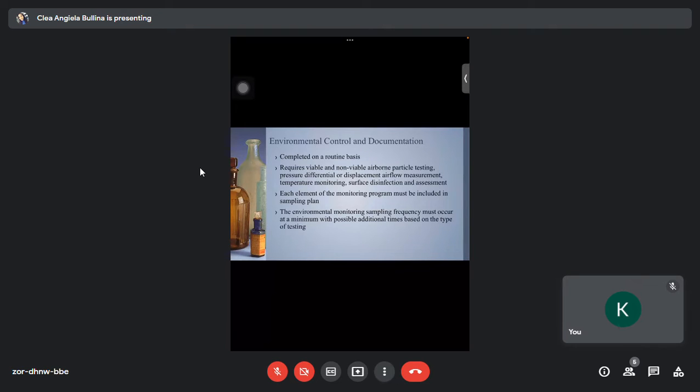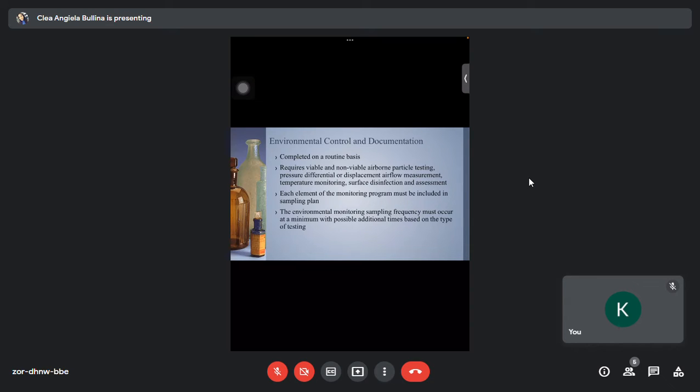Airborne particle testing. Aside from that, we also test for pressure differential or displacement airflow measurement. Also, we monitor the temperature. And also, we disinfect and assess the surfaces we are dealing with, especially in compounding. So, each element class of the monitoring program must be included in the sampling plan.